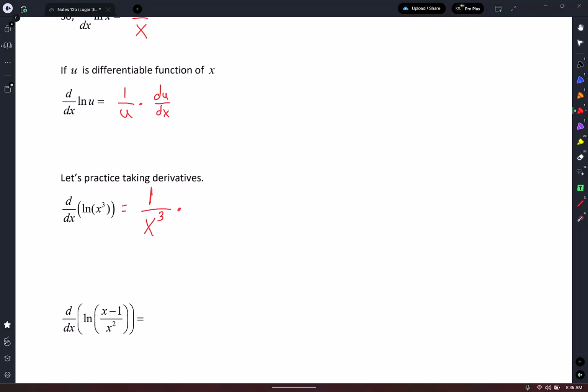2x. No, not 2. No, not negative. Just 3x squared, because it says du dx. This is my u. Oh yeah, that was me. I thought I saw 2. Yeah, that's a u there, right? I thought it was x squared. So 3x squared over x cubed. How many x's cancel out? 2. And now you just have 3 over x.